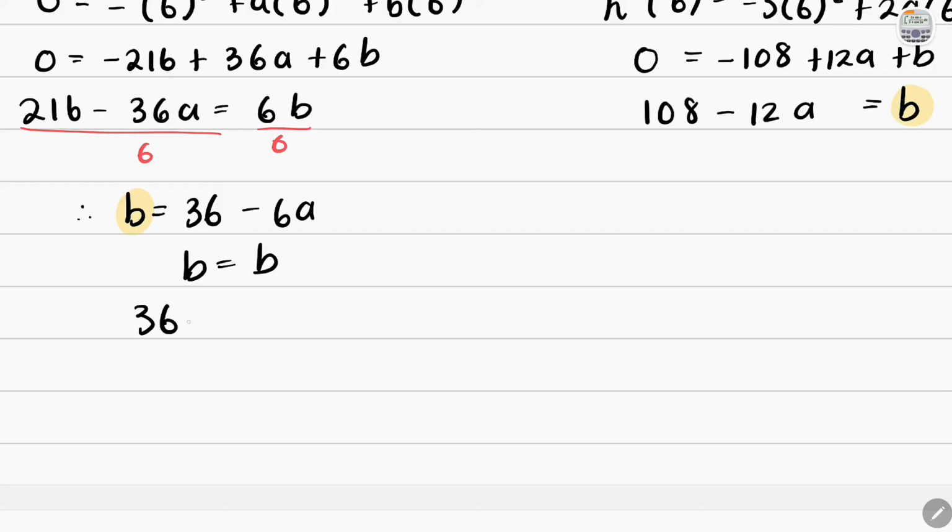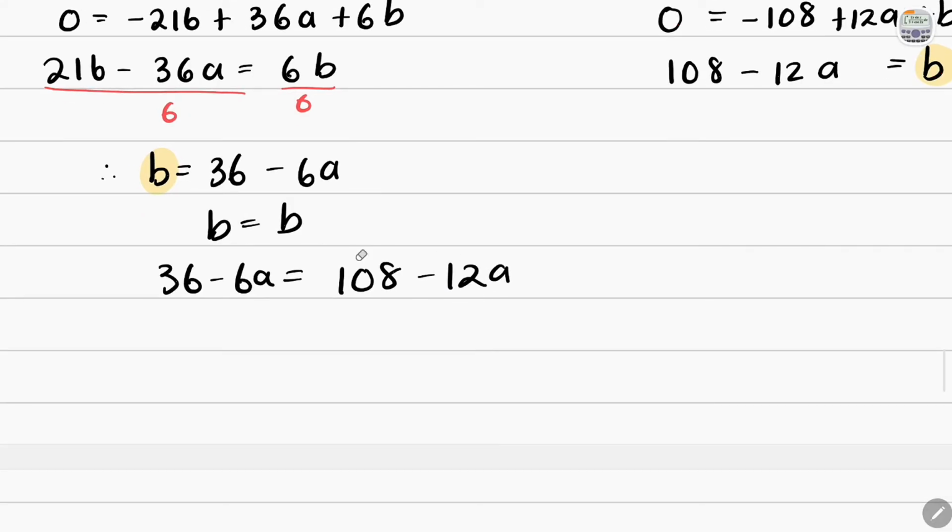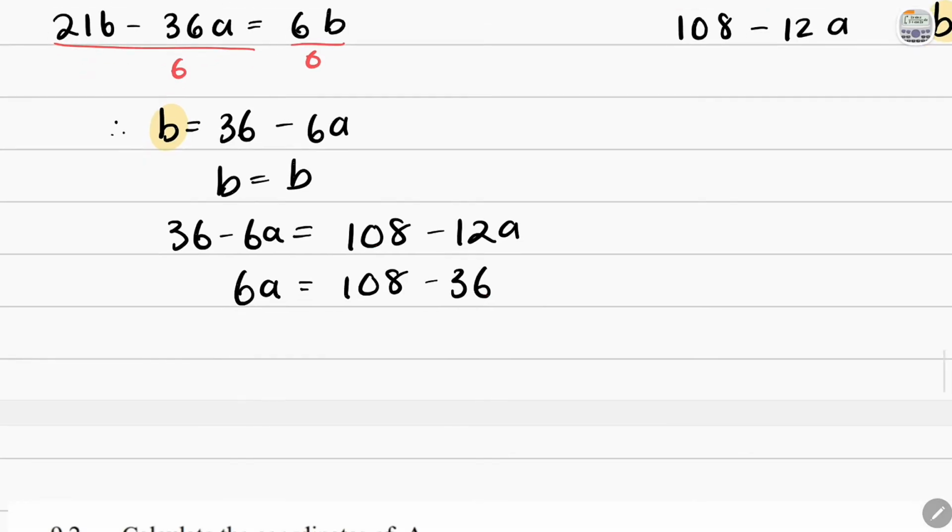And we're saying 36 minus 6a equals 108 minus 12a. If we transpose the 12, it becomes positive. So it's 12a minus 6a, which is 6a. And then 108 minus 36. And so we have 6a is equal to 72. And then if you divide both sides by 6, a is therefore equal to 12.